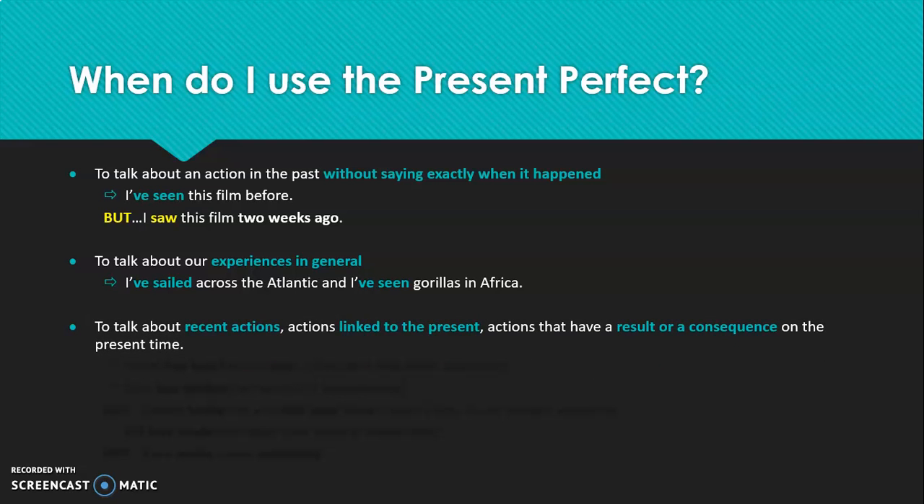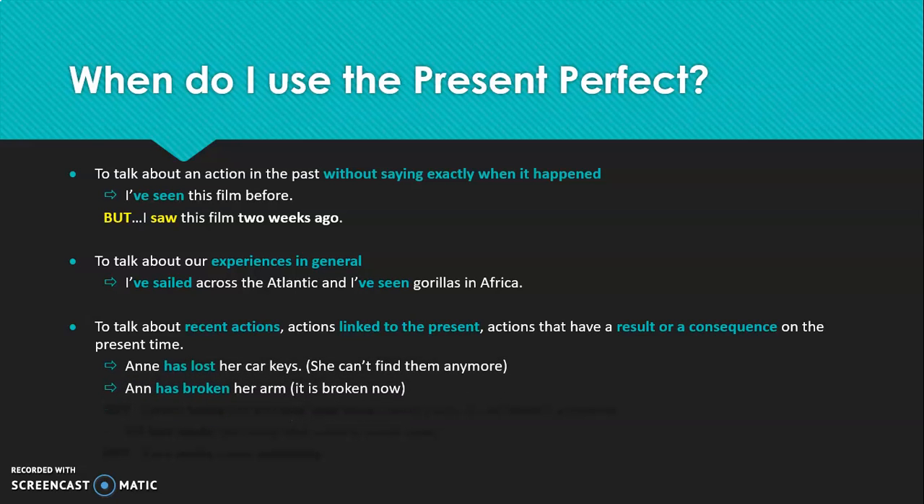Or to talk about recent actions or actions linked to the present, or actions that have a result or a consequence on the present time. For example, Anne has lost her car keys. So this means that the action is a punctual action. So the action happened in the past, of course. But right now, the result is that she cannot find her keys anymore. So that's why I'm using a present perfect, because we have a direct consequence or result in the present, even though the action happened in the past.